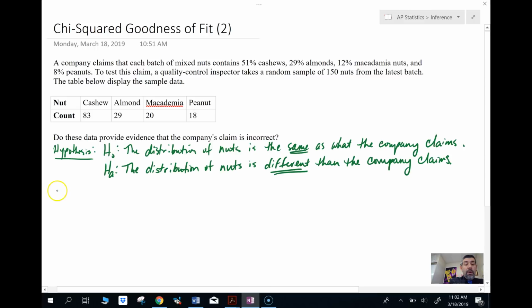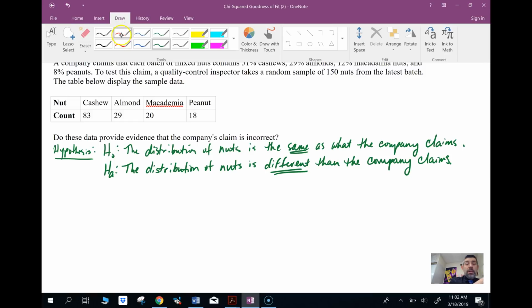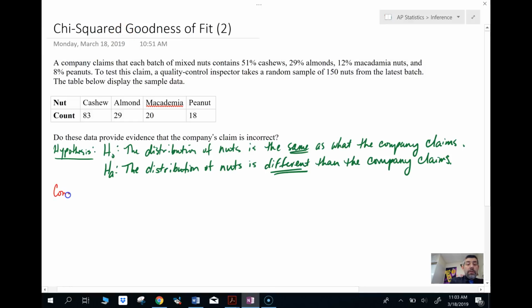All right, so now our conditions. We have to have these conditions in here. What are the conditions for inference? I'm going to use a different color just because it's fun. Well, the first one is that we've taken a random sample. So we have a random sample of 150 nuts. Remember that you want to put your context in here.